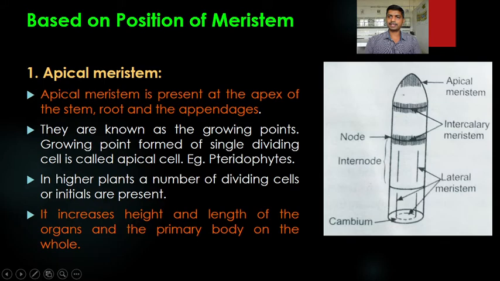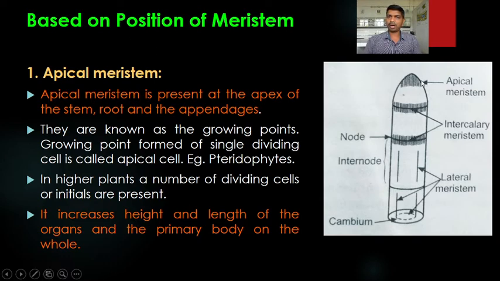They are known as the growing points because, as you know, the meristem is made up of meristematic cells, and these cells are in a continuous state of cell division. These cells are dividing cells, they add new cells. So they are known as the growing point.